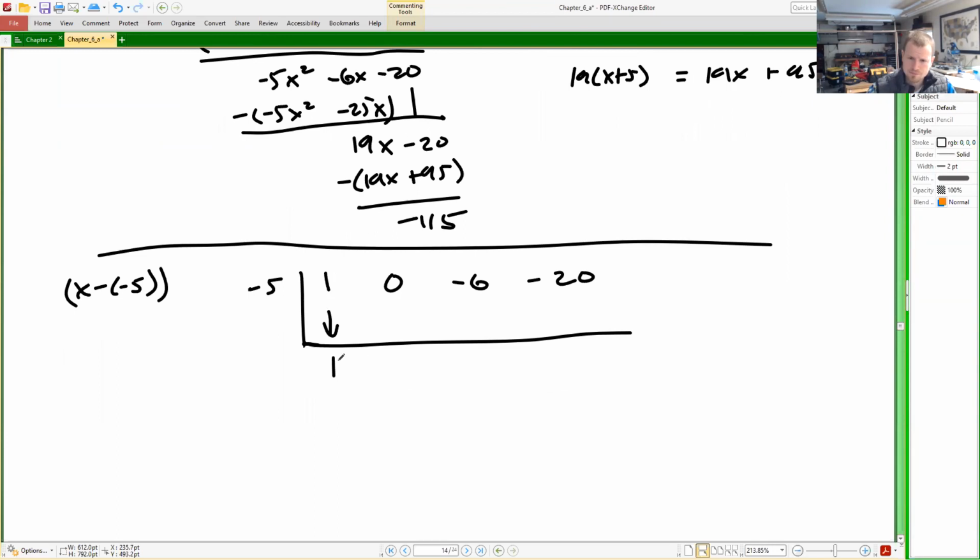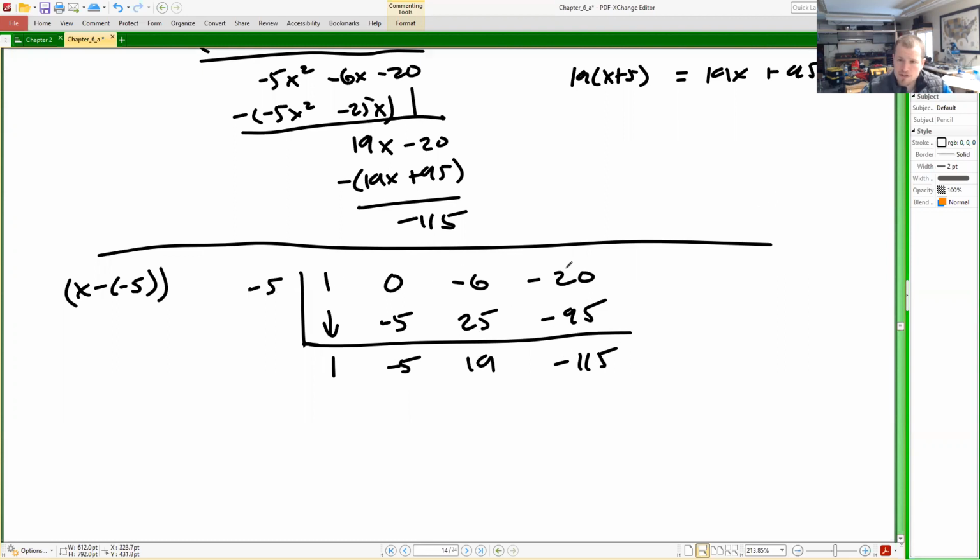Bring the 1 down. 1 times a negative 5 gives us negative 5. And then I add these two numbers. So we get this number by taking that one and multiplying it by that. 1 times negative 5 is negative 5. 0 plus a negative 5 is negative 5. Negative 5 times a negative 5 is a positive 25. Negative 6 plus 25 is 19. 19 times a negative 5 is a negative 95. Negative 20 plus a negative 95 is a negative 115.